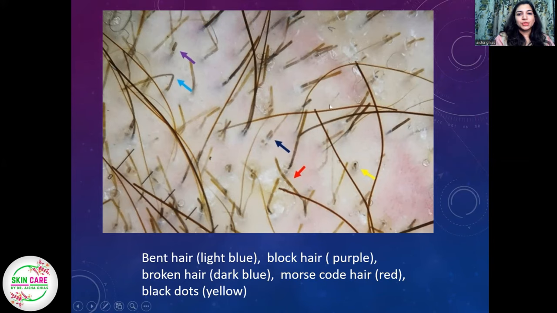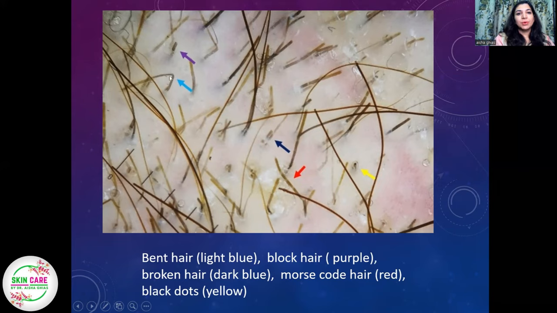Okay, so this picture shows many features of tinea capitis. For example, the light blue arrow is showing you bent hair. The hair is bent over here because of the weakness in the hair shaft, because it is being destroyed by the fungal spores.